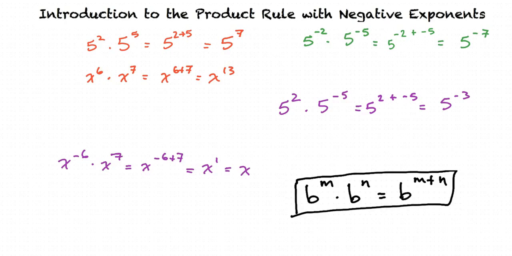So that means that when I have exponential expressions multiplied together with the same base, I add their exponents together, whether positive or negative? Yes, the same rules apply here with negative exponents as they do with positive exponents.